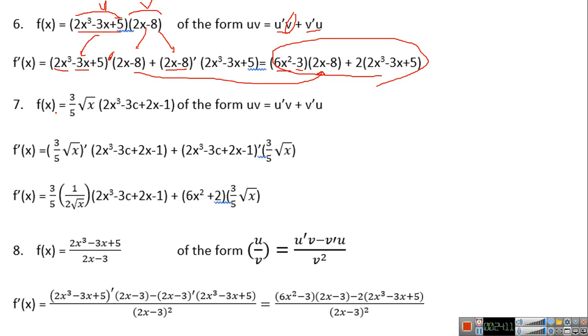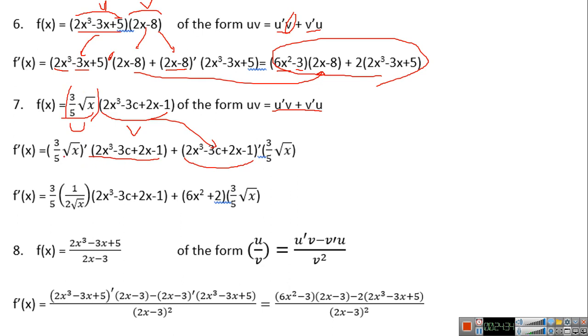Another example. Here I have also the form u times v. This is u, and this is v. So it's of the form u times v, and the derivative is u prime v plus v prime u. I did the same story. So I put here a prime, as you can see, times v. Then v prime, the second one, times u without derivative.